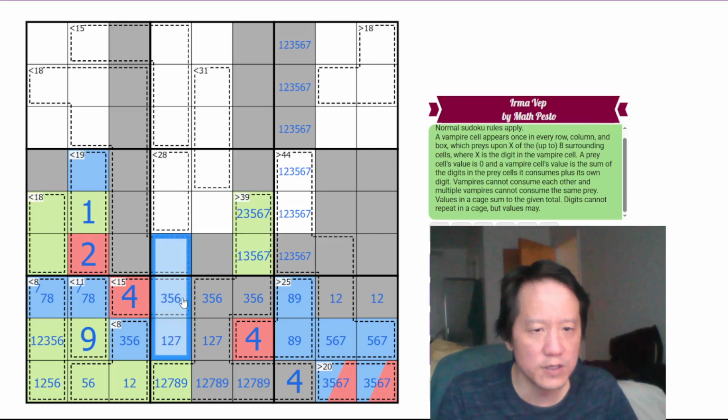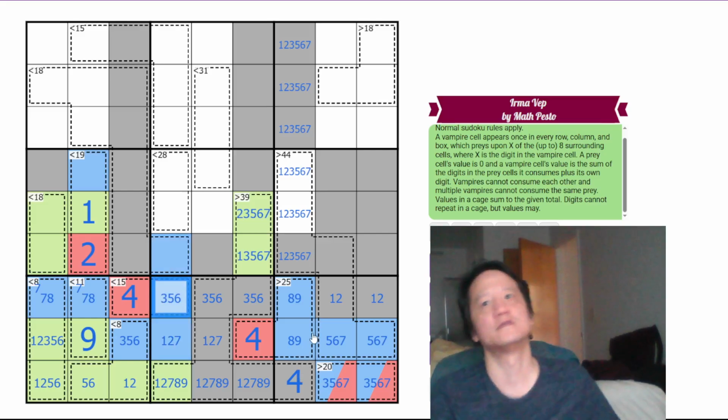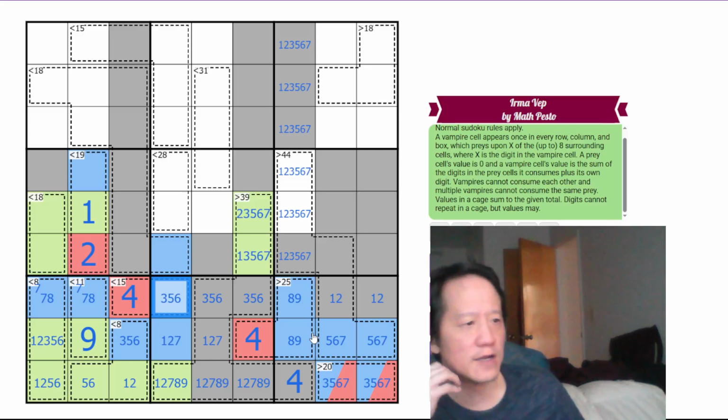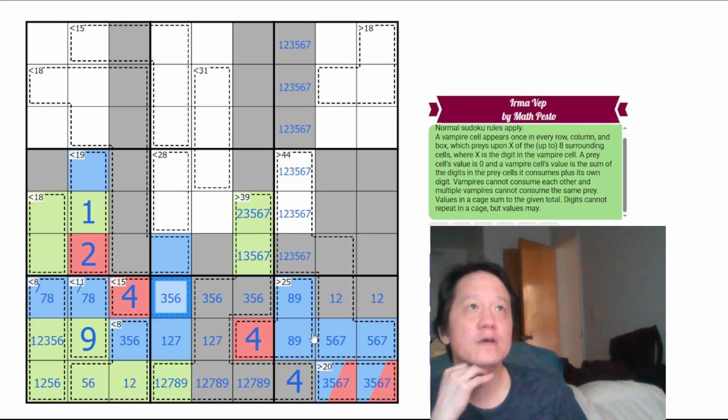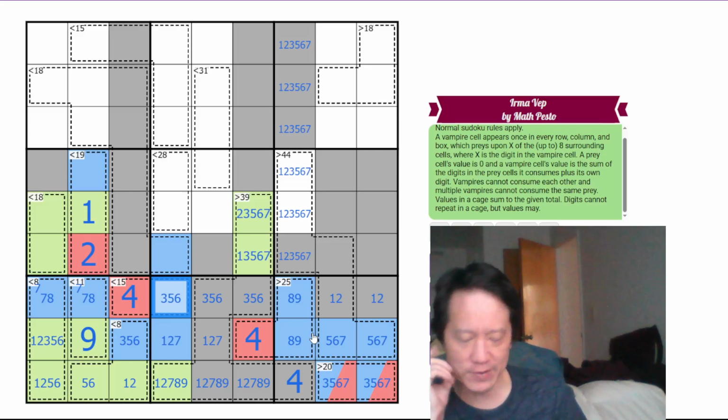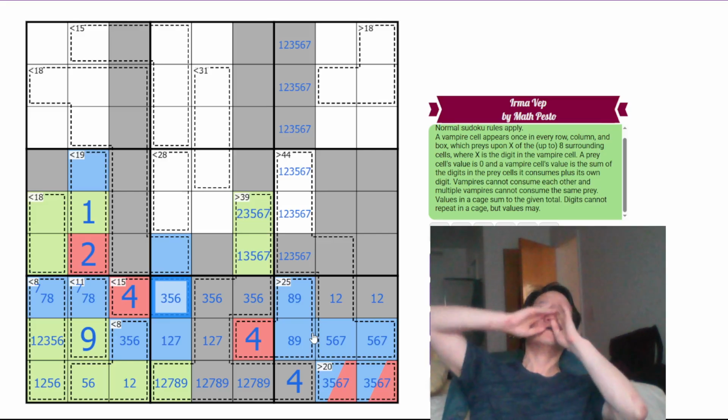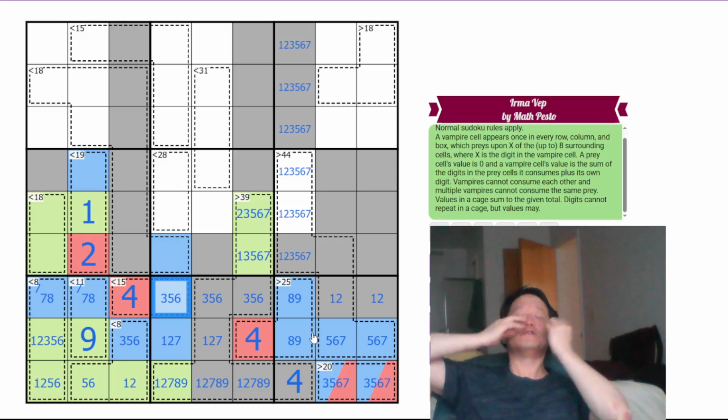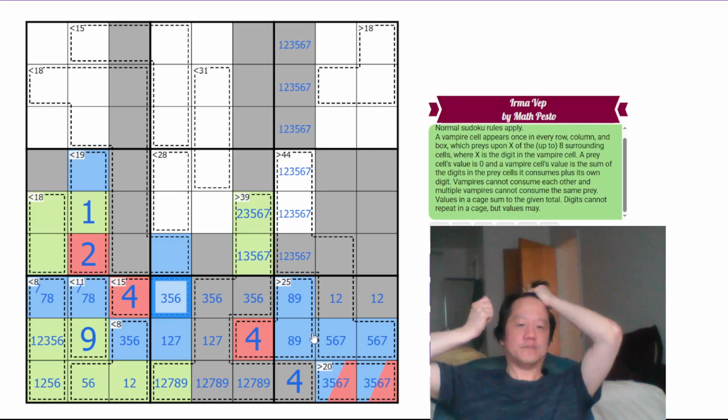So this cannot be 6. Can it ever be 5? You could have 1, 2, and 5. No. Right? If you have 1, 2, and 5, the problem is that 1, 2, and 5 already adds up to 8.